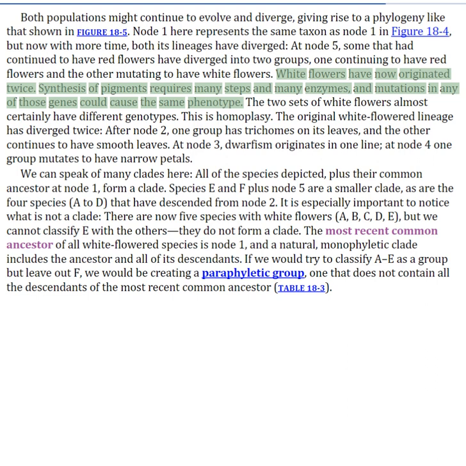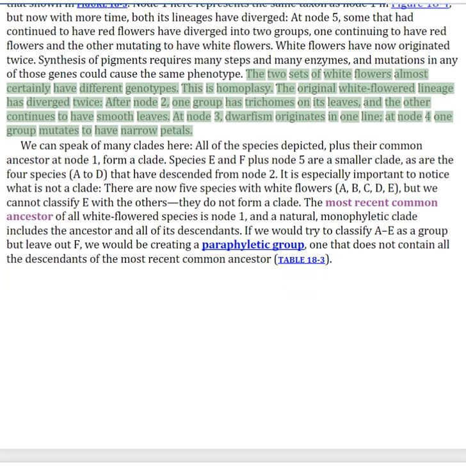Synthesis of pigments requires many steps and many enzymes, and mutations in any of those genes could cause the same phenotype. The two sets of white flowers almost certainly have different genotypes. This is homoplasy. The original white-flowered lineage has diverged twice. After Node 2, one group has trichomes on its leaves, and the other continues to have smooth leaves. At Node 3, dwarfism originates in one line. At Node 4, one group mutates to have narrow petals.